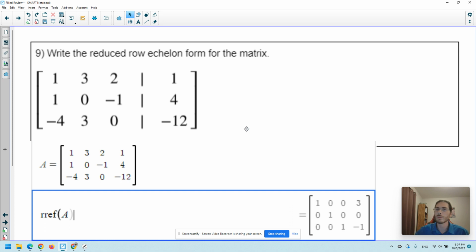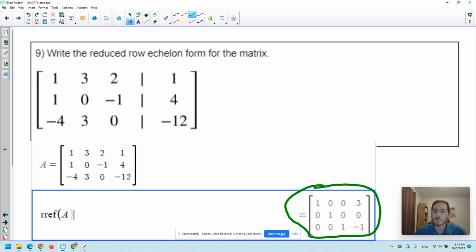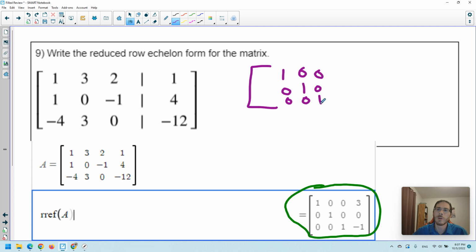So our answer is the row reduced echelon form. It's going to be this entire matrix right here. Now again, if I wanted to write it on my paper, 1, 0, 0, 0, 1, 0, 0, 0, 1. And that's always going to be the same because we want to get the reduced row echelon form. So we want to get this identity matrix. And then our answers, x is going to be 3, y is going to be 0, and then z is going to be -1. So that's what we got for row reduced echelon form.